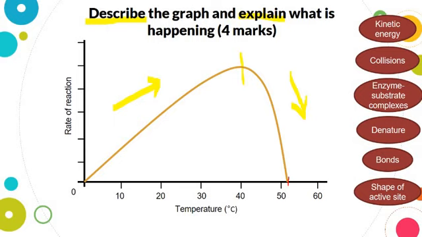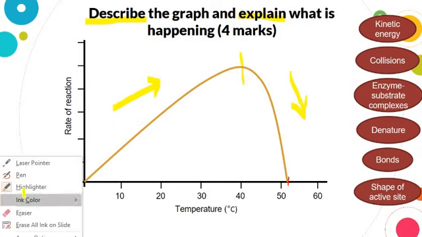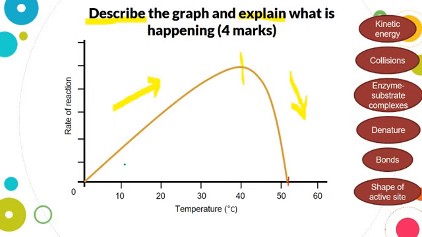So let's go through our answers together and state what's happening here. And I might be tempted to make reference to certain values just to help our explanation. So with our description, again, we're literally just saying the trend. So we've got between 0 and roughly 40 degrees Celsius, the rate of reaction increases. Afterwards, between 40 and let's say 52, 53 degrees, the rate of reaction decreases.